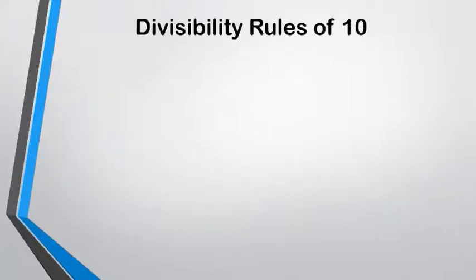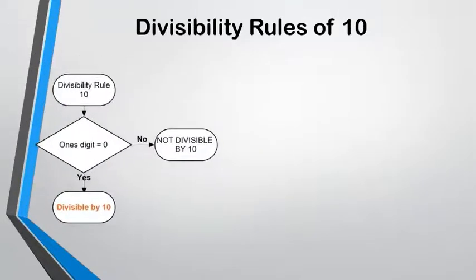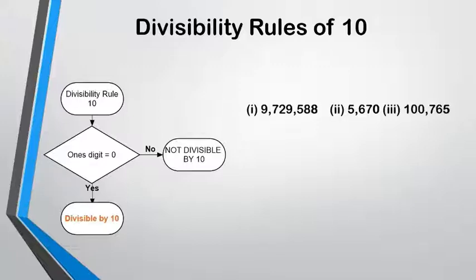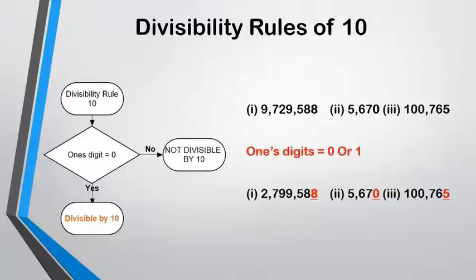Now we have learned the divisibility rule of 10. Divisibility rule of 10 is that if the ones digit is 0, that number is divisible by 10. But if the ones digit is not 0, then that means that number is not divisible by 10. Now let's check the divisibility rule of 10 on these three numbers. The ones digit of the first number is 8, which is not 0. So that number is not divisible by 10.